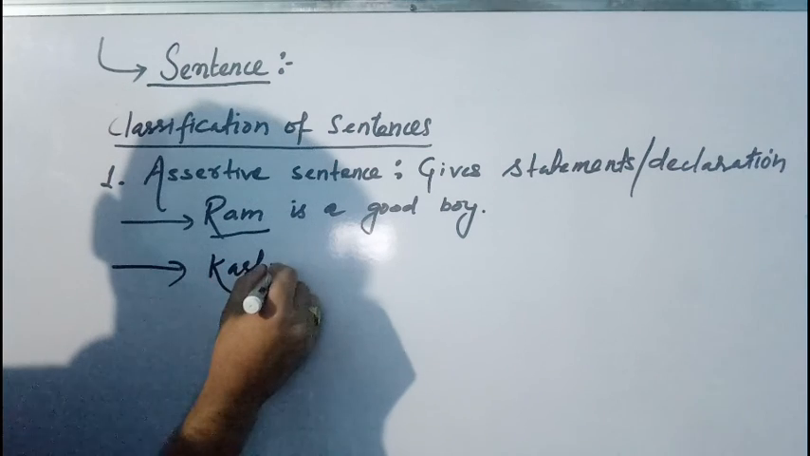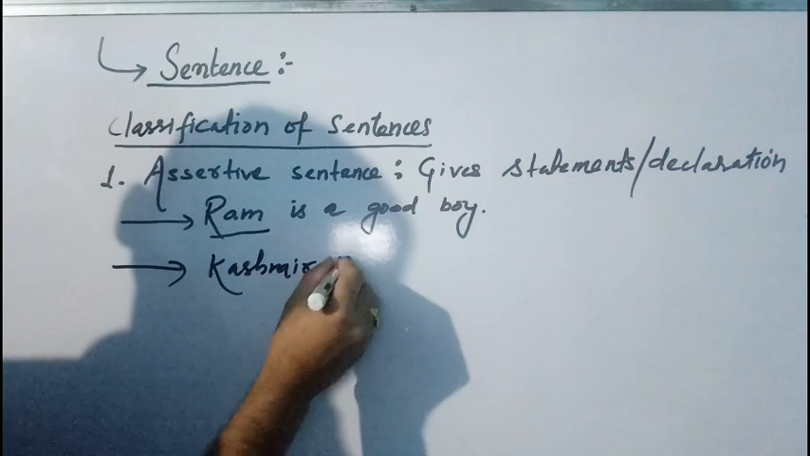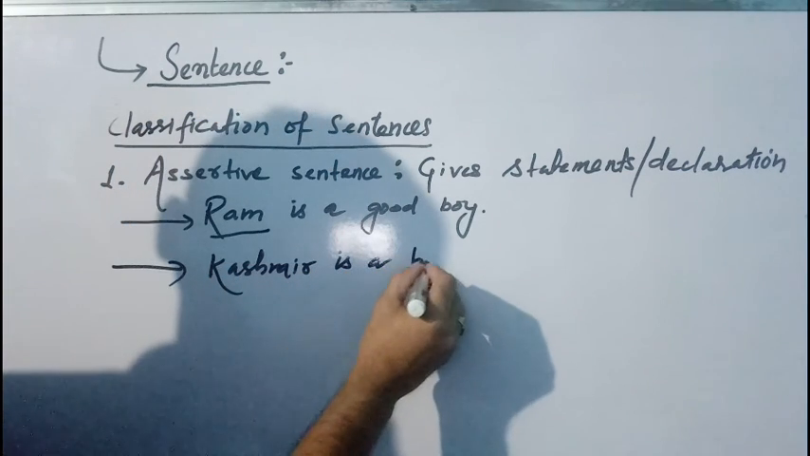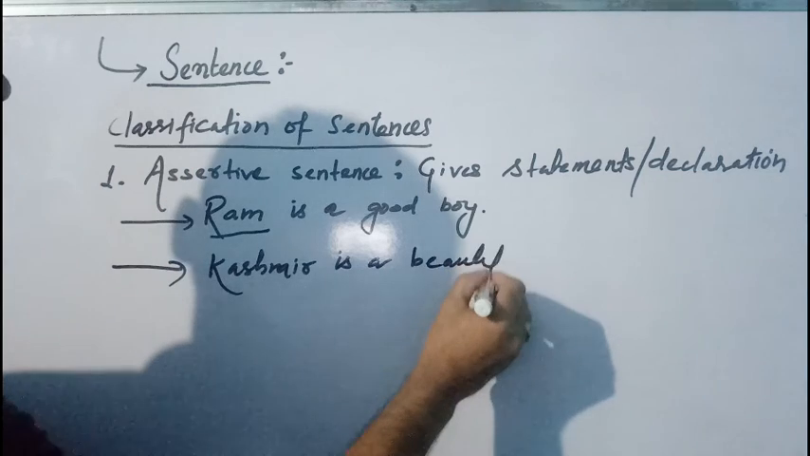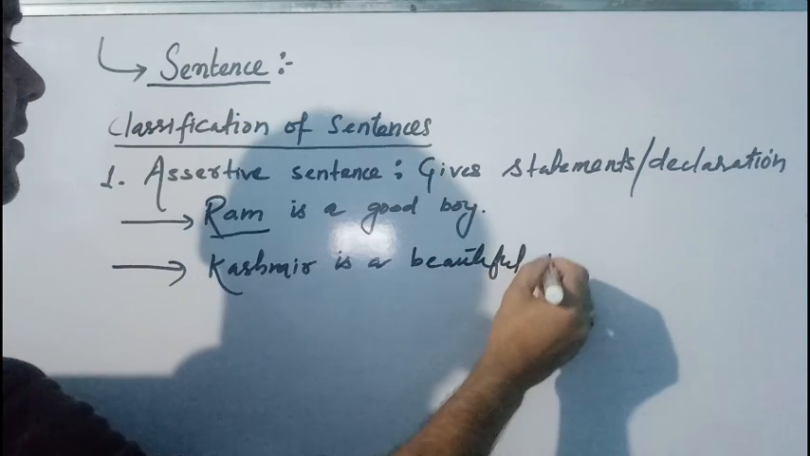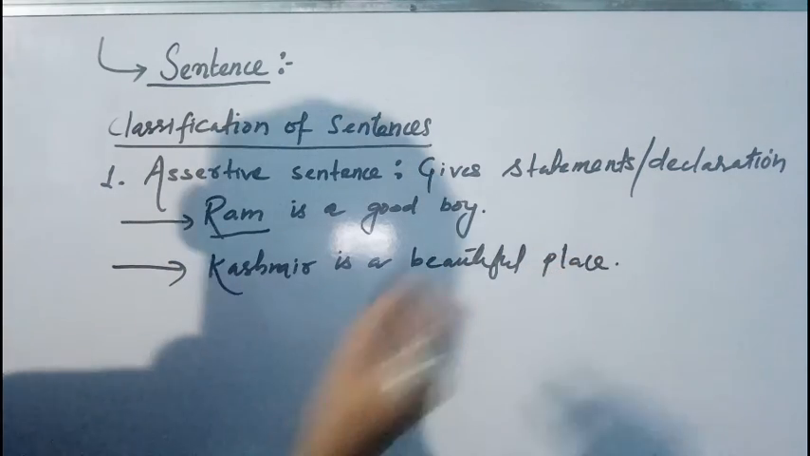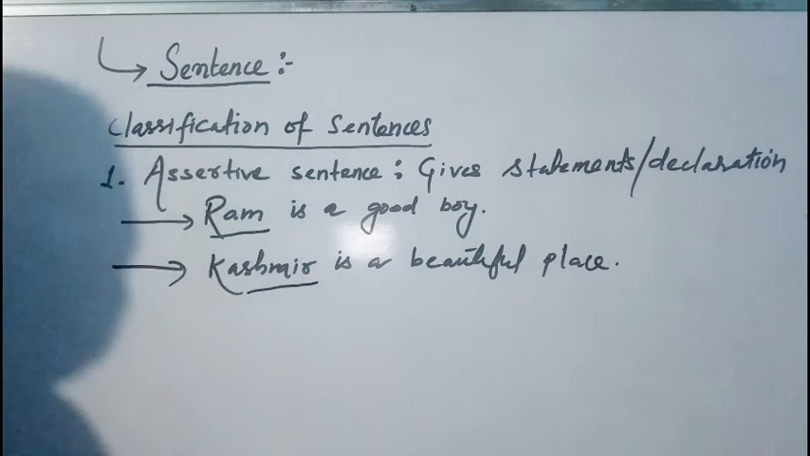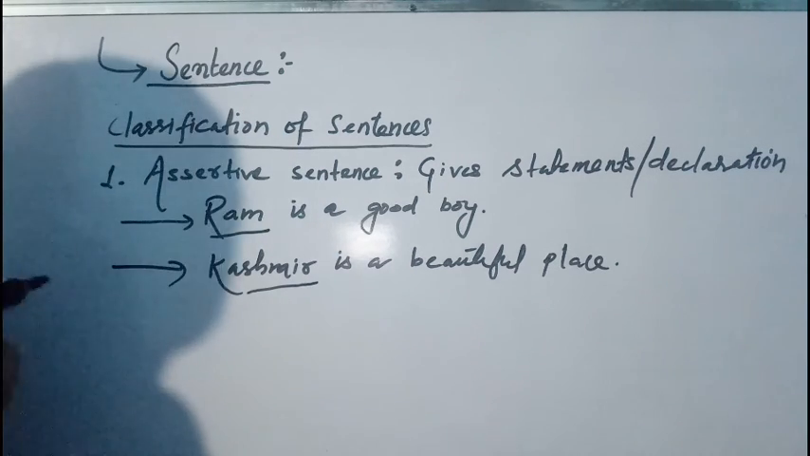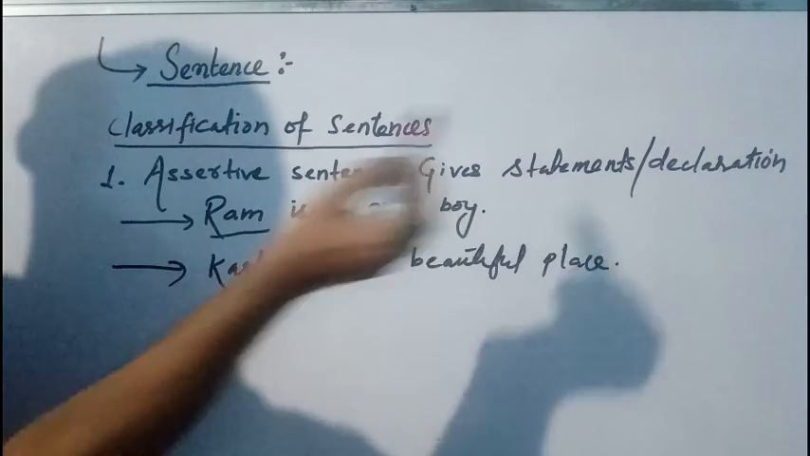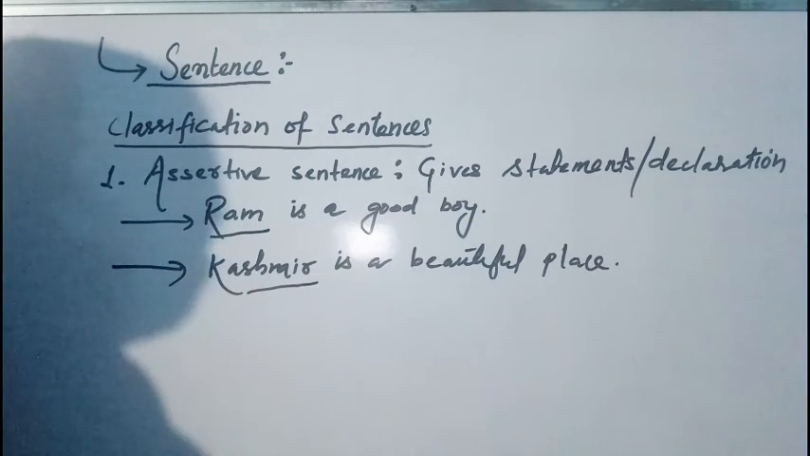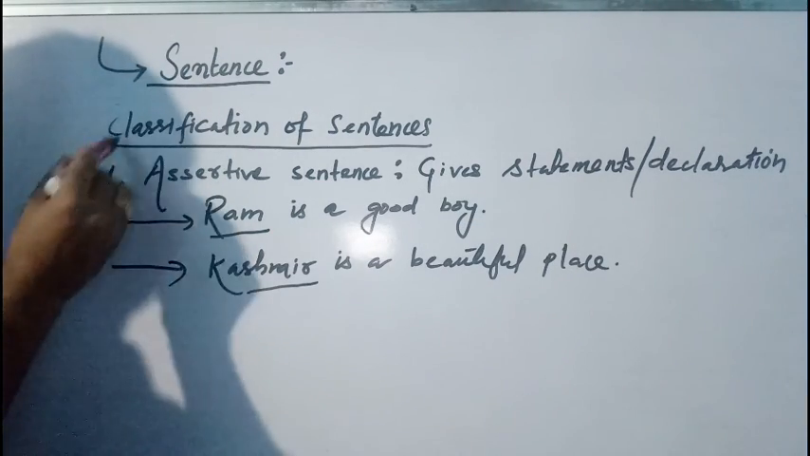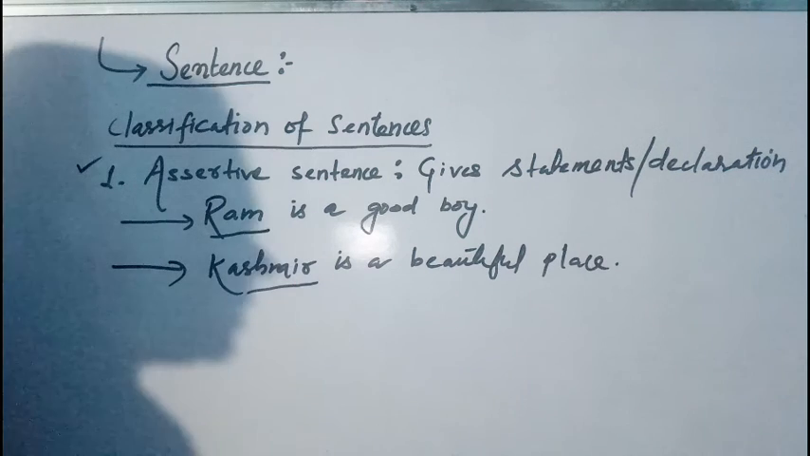Kashmir is a beautiful place. Now see, it is giving a declaration about Kashmir. So any such sentences which give some statement or declaration are called assertive sentences.